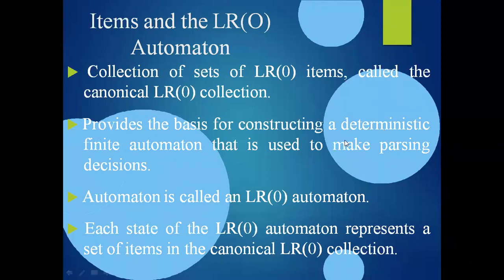It may be an NFA or it may be a DFA, right? This automaton is called an LR(0) automaton, and here each state of the LR(0) automaton represents a set of items in the canonical LR(0) collection. And this is the brief description of the second step in the following steps. That means how to construct the SLR parsing. What are the steps?